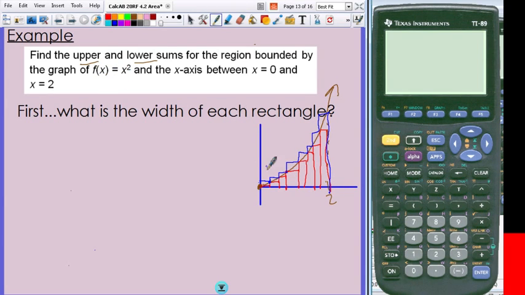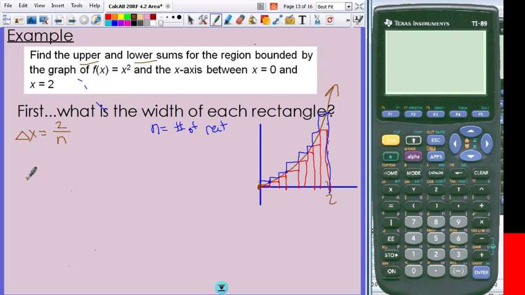First thing I've got to figure out is what's the width of each rectangle going to be? Because it doesn't say I have to have 5 rectangles like the last example. It's unknown. Since we have an unknown, we just make that a variable, where n equals the number of rectangles. And since the total width of the whole thing is going to be 2, our width of a rectangle, which we're going to call change of x, is going to be 2 divided by the number of rectangles n.